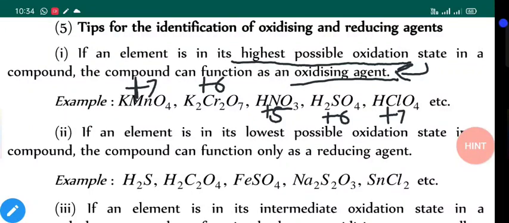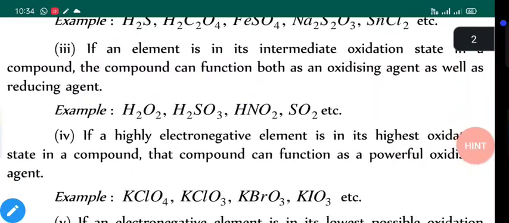All of these elements are not able to accept electrons because they are already in the lowest possible oxidation state. That means all of the vacancies for electrons are already occupied. These elements cannot further accept electrons. If they cannot accept electrons, that means no reduction is possible. They can only lose electrons. That means they can undergo oxidation themselves, and that's why they can act as reducing agents.